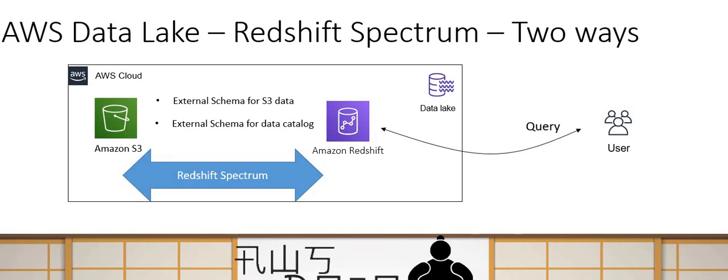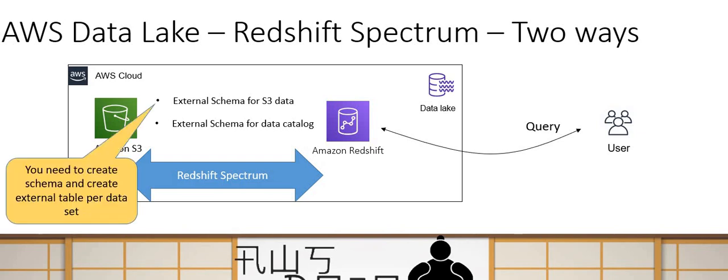You create this external schema or virtual table using S3-based data directly, or you talk to this data catalog, which is actually a catalog of your S3-based data. Both are technically possible, but you try to create an external schema for S3 data.